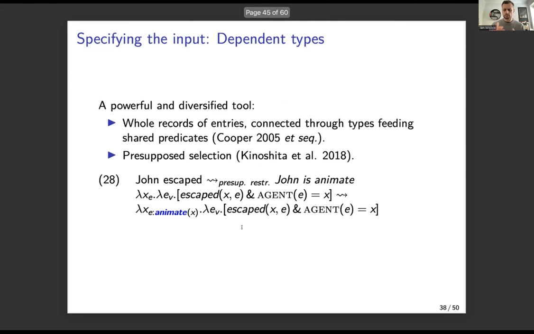So this is something really matching at least one direction in developing dependent types. We are aware that this is an extremely powerful and diversified tool. For instance, Cooper proposes whole records of entries that are connected through types feeding predicates, but we are going for a simpler approach, which is important for us because it has been shown by Kinoshita, Kojima, Nishiyama and Daisuke Bekki four years ago that it matches with the presupposed content. What they show is that if we have, for example, 'Dan escaped', what is a presupposed restriction is that Dan is animate. And so rather than just a standard interpretation like a two-argument function, they interpret the predicate as involving a variable x, which is an individual such that this x is animate. So this is presupposed information, right?